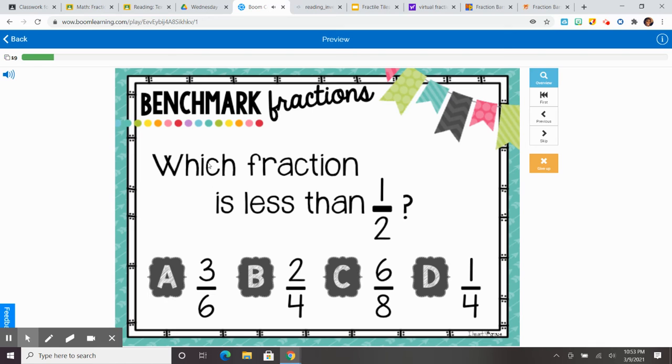Okay, so now let's look at this one. Which fraction is less than 1/2? Which one is less than 1/2? Okay, so I can't choose. I see some that are equivalent to 1/2.